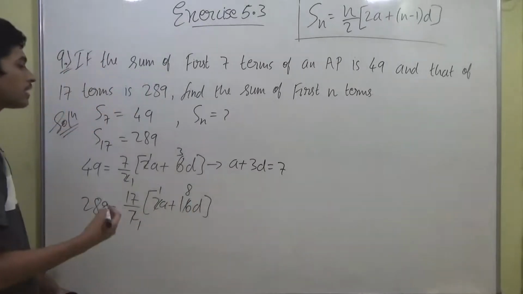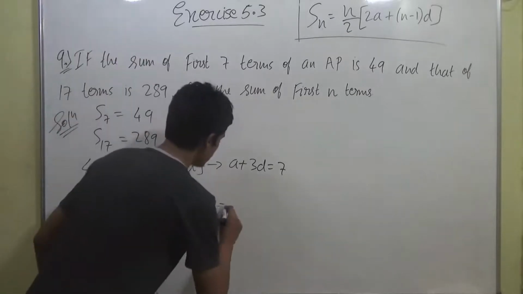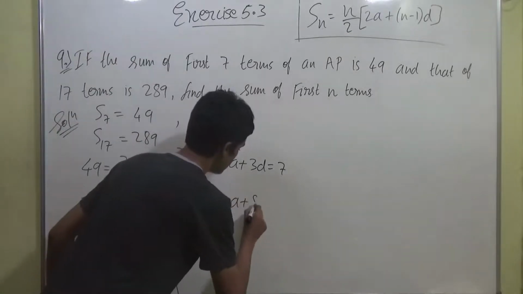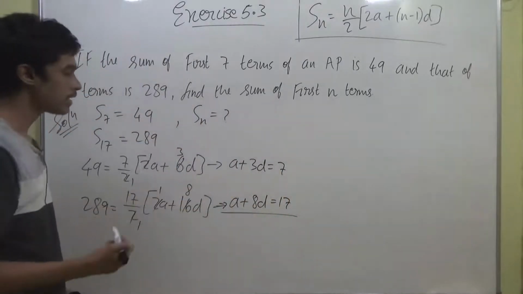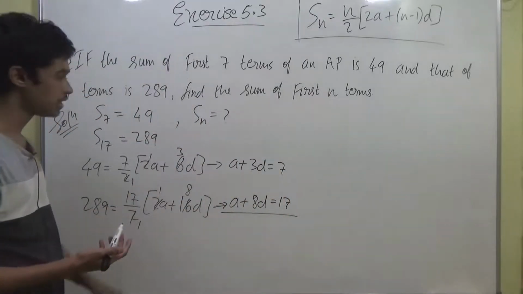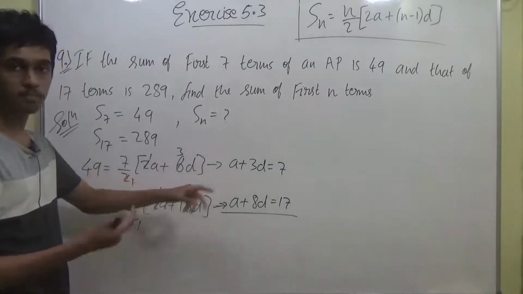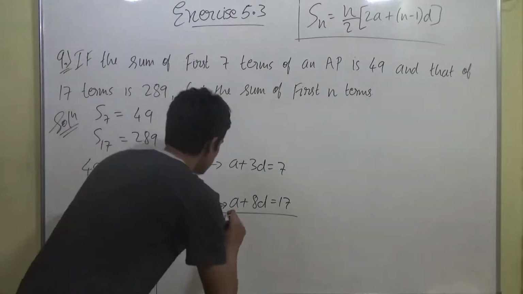So it will become 17 equal to a plus 8d. This I can also write as a plus 8d equal to 17. So these are the two equations now, guys. Now I'll try to solve these two equations using the elimination method, because the a term is the same in both. So let me solve this using the elimination method.